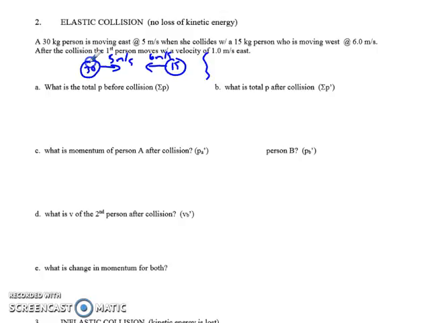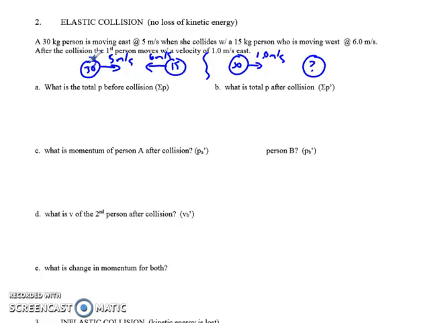And then afterwards, what do I know? After collision, the first person moves with a velocity, so it still has 30, moves to the east with 1 meter per second, and we want to know what's going on with the second person after. So I use this line to differentiate between before and after. Okay, so let's answer some questions. So what's the total momentum before the collision?